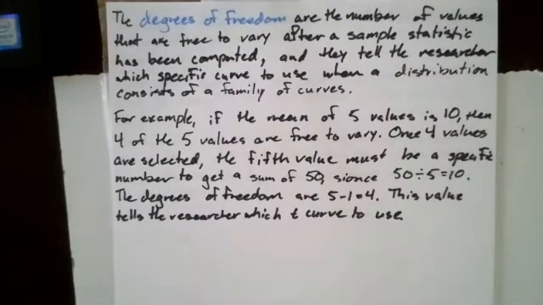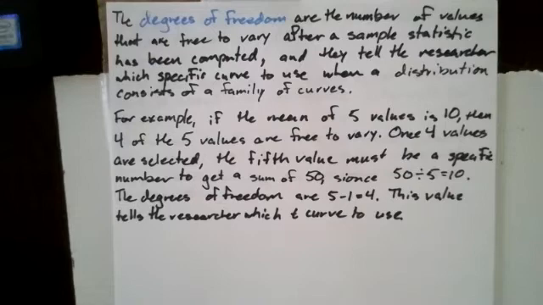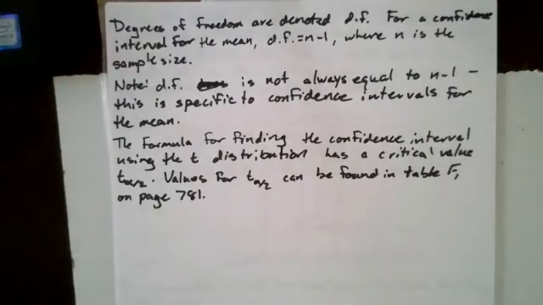The degrees of freedom are the number of values that are free to vary after a sample statistic has been computed. They tell the researcher which specific curve to use when a distribution consists of a family of curves. For example, if the mean of 5 values is 10, then 4 of the 5 values are free to vary. Once 4 values are selected, the 5th value must be a specific number to get a sum of 50, since 50 divided by 5 equals 10. The degrees of freedom are 5 minus 1 equals 4. This value tells the researcher which t curve to use.